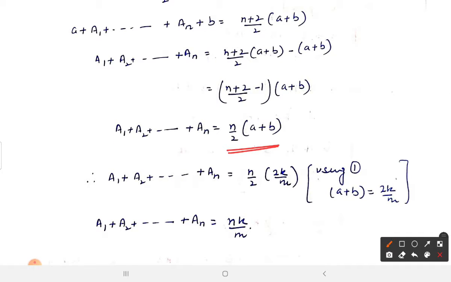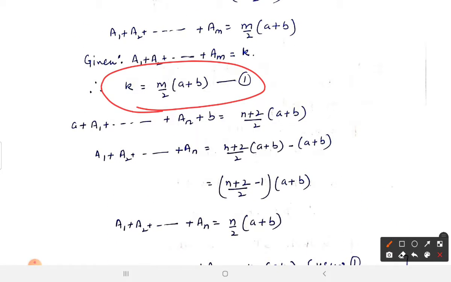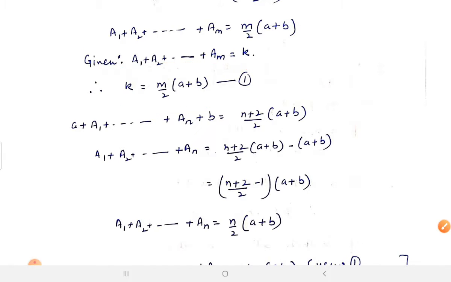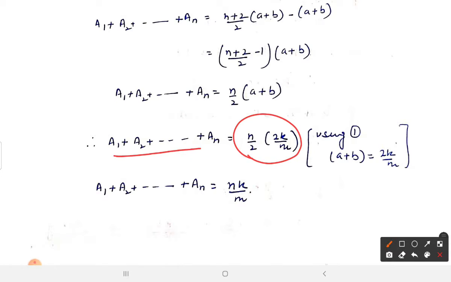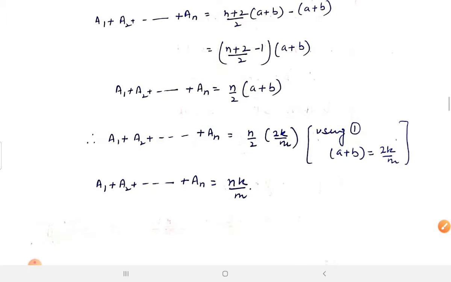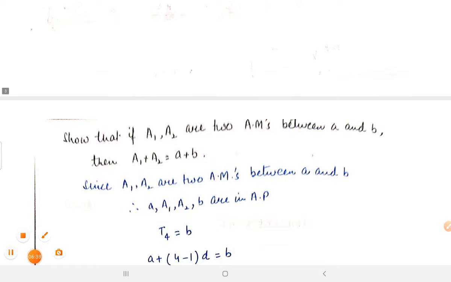What is a plus b? We will find the value of a plus b from this relation. So a plus b is equal to 2k by m. So using the value of a plus b from 1, we have the sum of a1, a2 up to an as n by 2 into 2k by m. Cancel. So we have nk upon m as the sum of n arithmetic means between the two numbers.